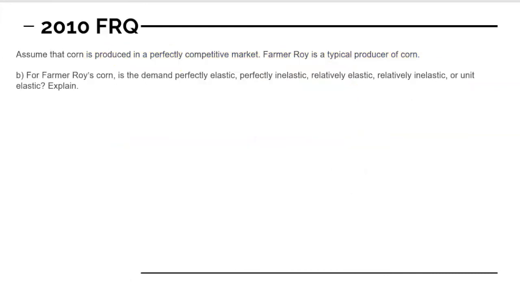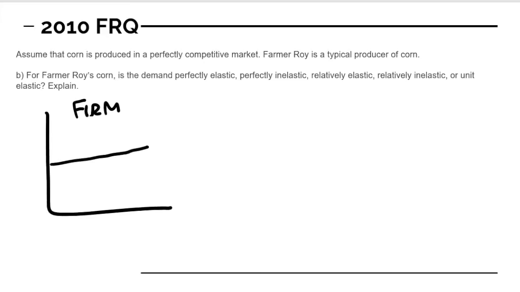Well, let's look at part B. For Farmer Roy's corn, is the demand perfectly elastic, perfectly inelastic, relatively inelastic, or unit elastic? Explain. Well, we know, right? If Farmer Roy's corn, right? So he is the firm. We know that the demand curve is perfectly elastic, right? Because they're price takers. And so all you would need to say and write down is perfectly elastic, and the explanation is because he is a price taker. And that would be sufficient enough to get the full points for this question.